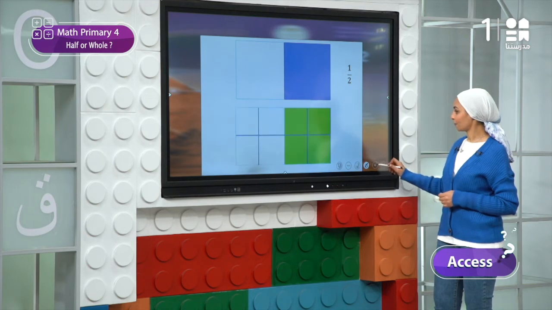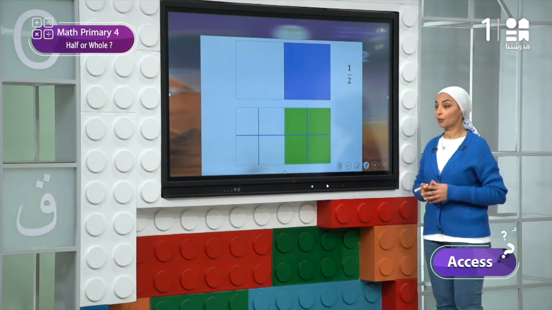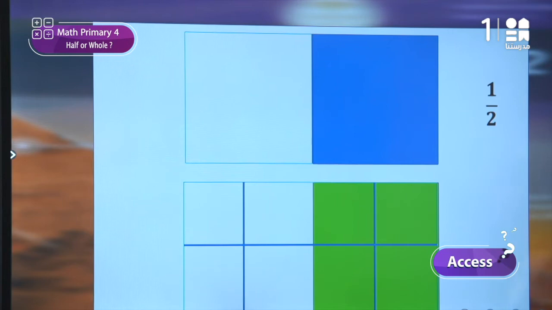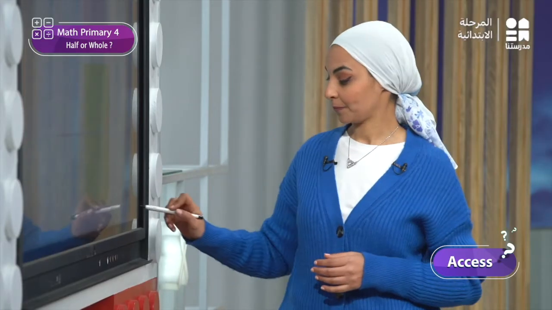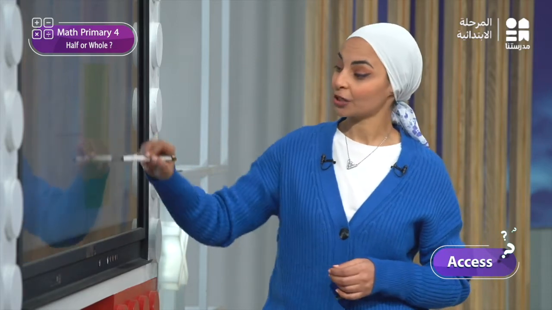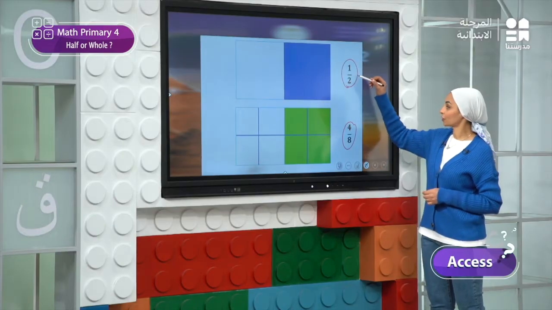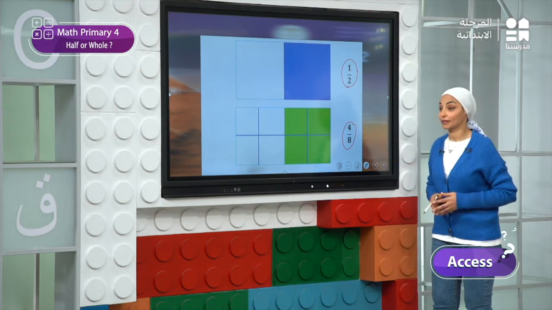Here is the half and here I have 8 parts. So half of the 8 is 4. So the fraction is 4 over 8. And this will be the equivalent fraction to the half. 1 over 2 equals 4 over 8.